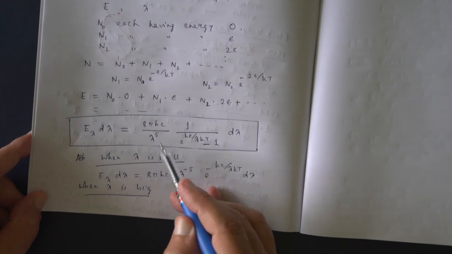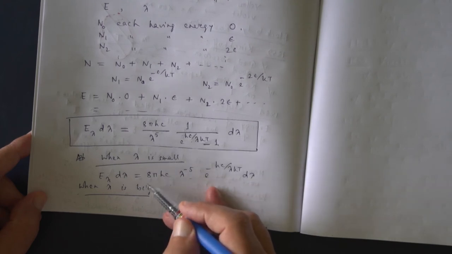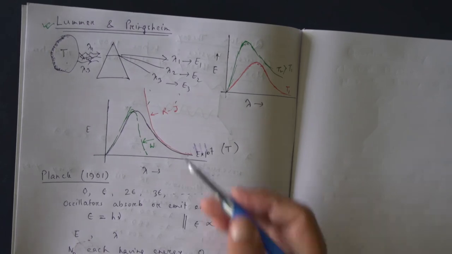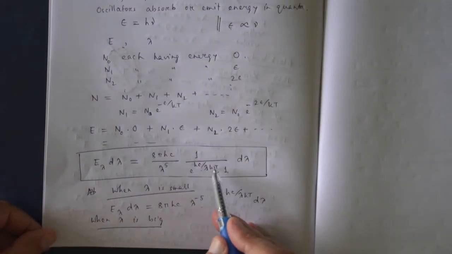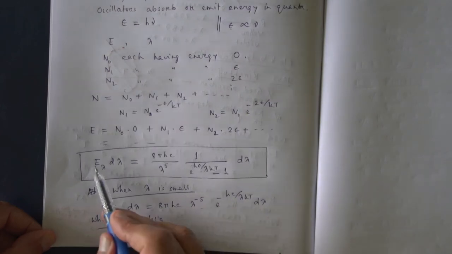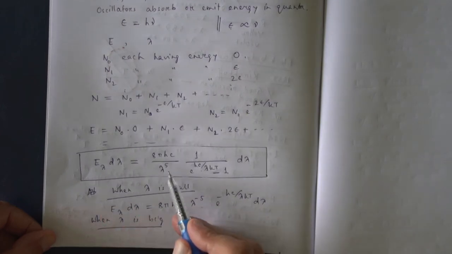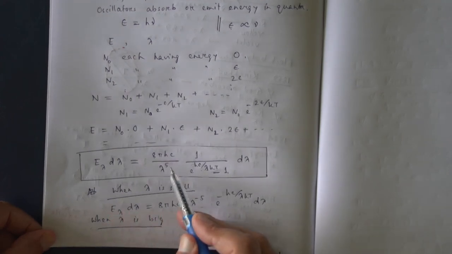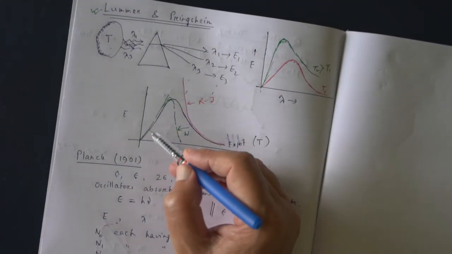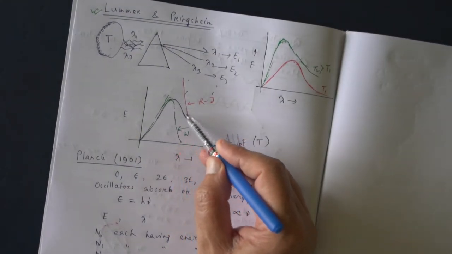So Wien's formula and Rayleigh-Jeans formula are two special cases of Planck's formula. Second thing is that using Planck's formula, we can plot energy versus lambda, and then we'll get the experimental curve.